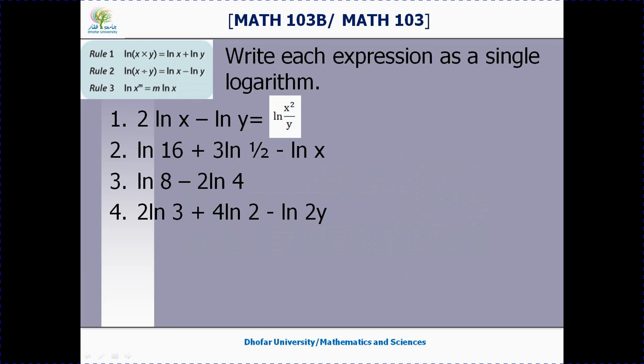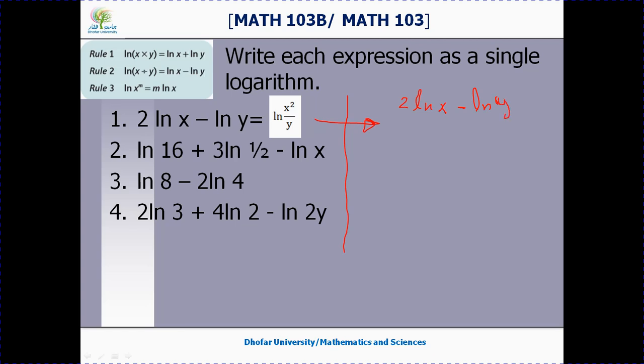Now we want to learn how to simplify by using rules of logarithm. I want to write each expression as a single logarithm. For example, number 1, I have 2 ln x minus ln y. I'll just explain in detail how to solve the first one. The answer is ln x squared divided by y. But first of all, this is the expression again, 2 ln x minus ln y.